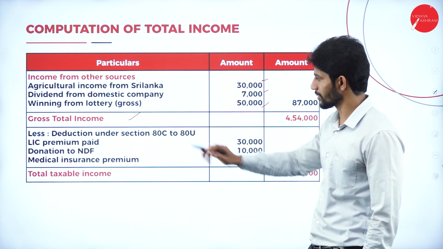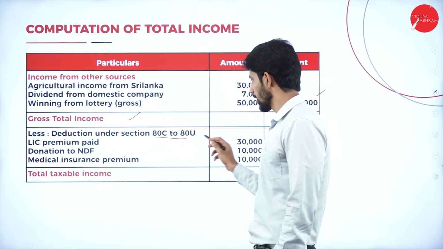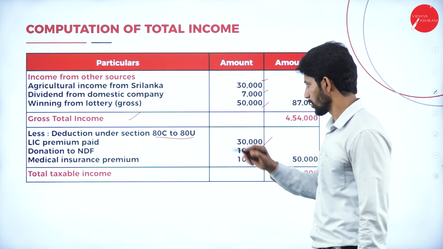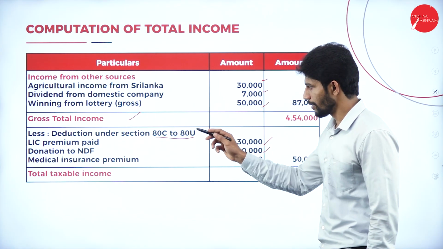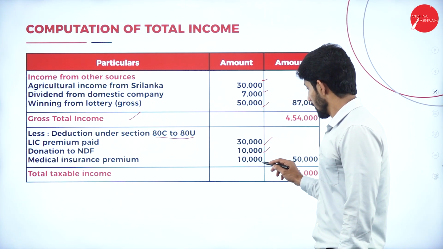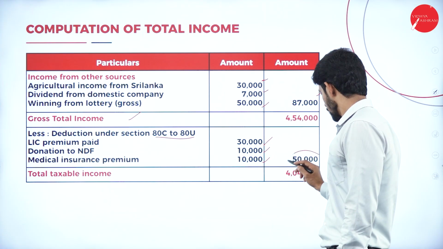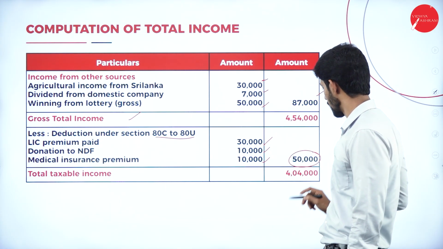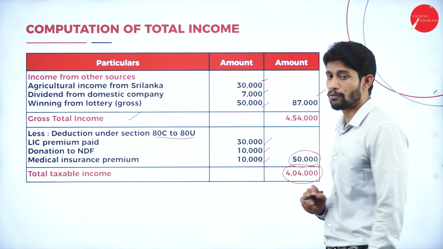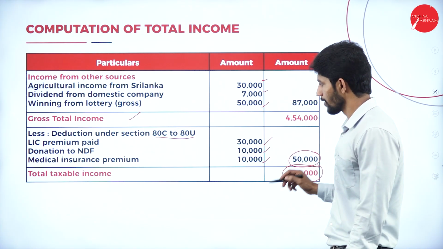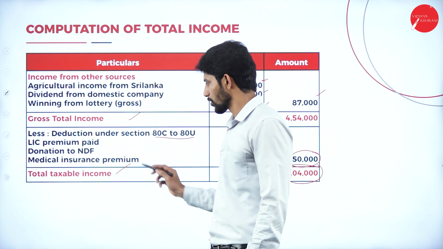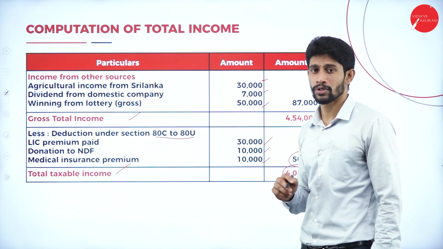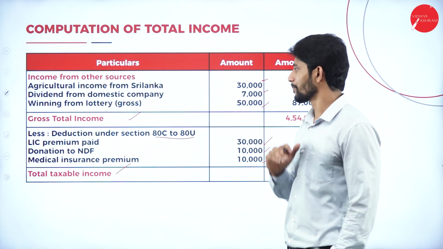Now less deduction under section 80C to 80U. LIC premium paid 30,000. Donation to NDF 10,000. Medical insurance premium 10,000. So totally 50,000. Deduct 50,000 from 4,54,000. The balance you will get is 4,04,000. Rupees 4,04,000 is called total taxable income.